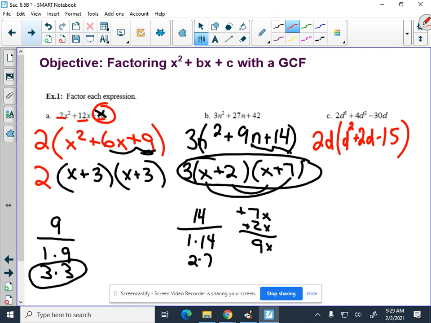If I take out the D, all of them got to come down by 1. This becomes D squared because it was D to the third. This becomes 2D because 2 times 2 is 4. D times D is D squared. And 2 times negative 15 is negative 30. So the 2D will sit out in front. D times D is D squared. Now we have to somehow make them become 15. 15 is 1 times 15, 3 times 5.